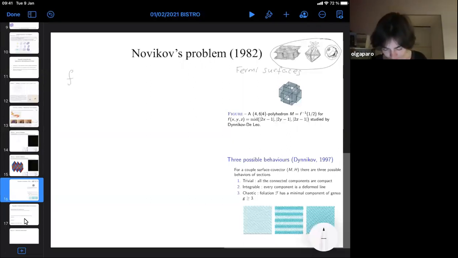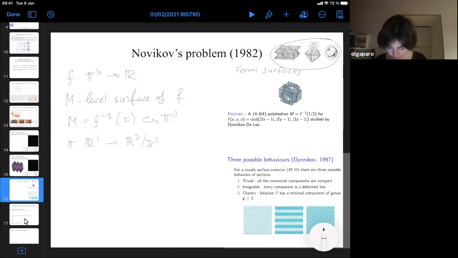So we will take a function on the three-torus, and we will take a level surface of this function. So M equals F to the minus one of some energy level that I will call tau. So this is the surface inside the torus. And of course, you can also look at how this surface presents itself in R3. So I will call M hat the pre-image of M. So M hat is a three-periodic surface in R3.